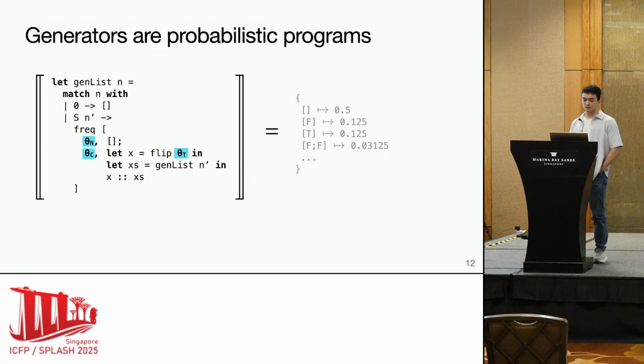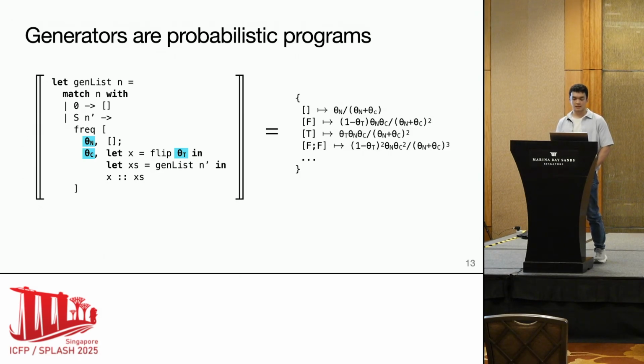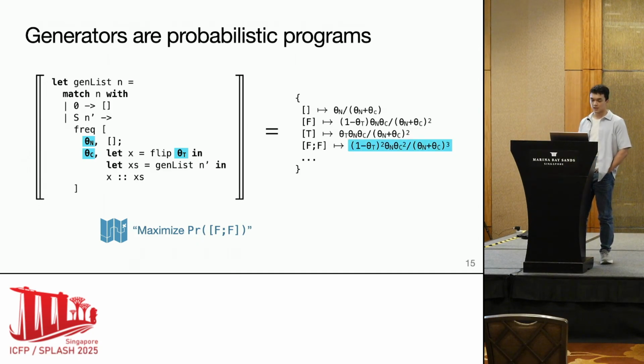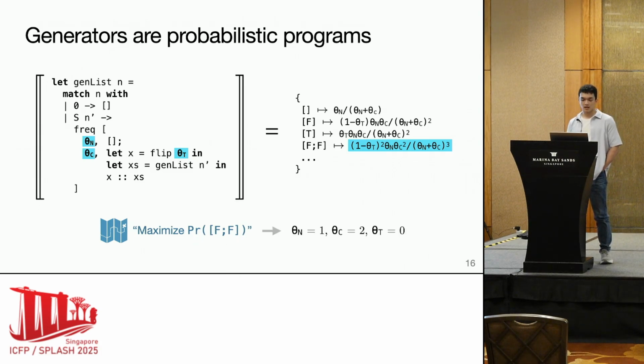And the key part here is that this now gives us a symbolic distribution, which allows us to recast the problem of generator tuning as finding assignments to our symbolic weights that result in the most desirable distribution. So as a simple example, let's say we want to maximize the probability of generating the list false, false. Well, this probability is right here in our symbolic distribution, so we just maximize this expression, which turns out to be done by setting the values of θn, θc, and θt to 1, 2, and 0.